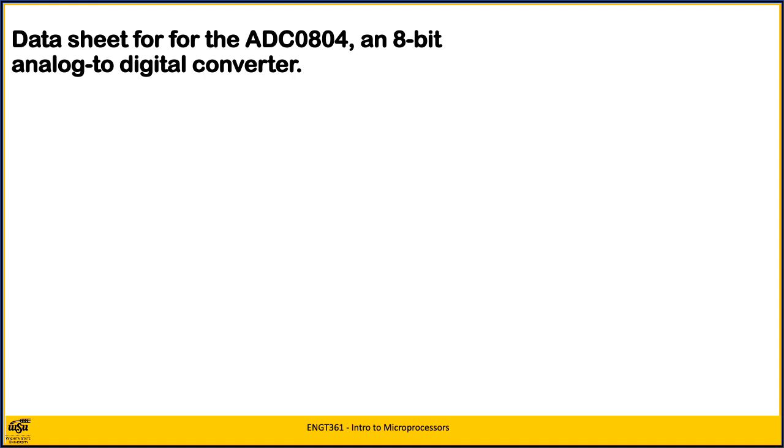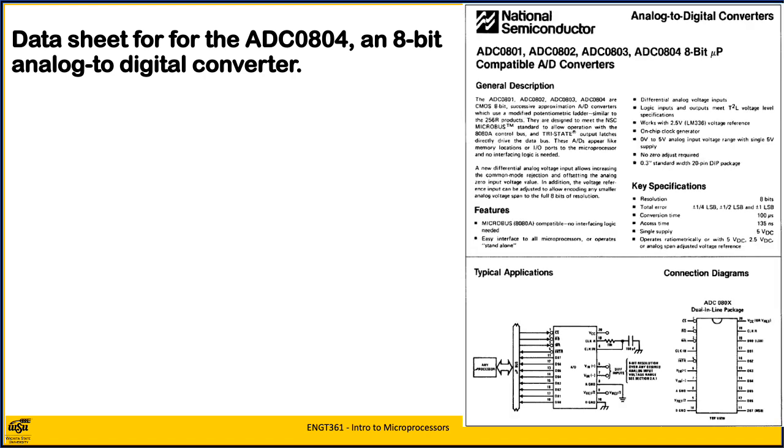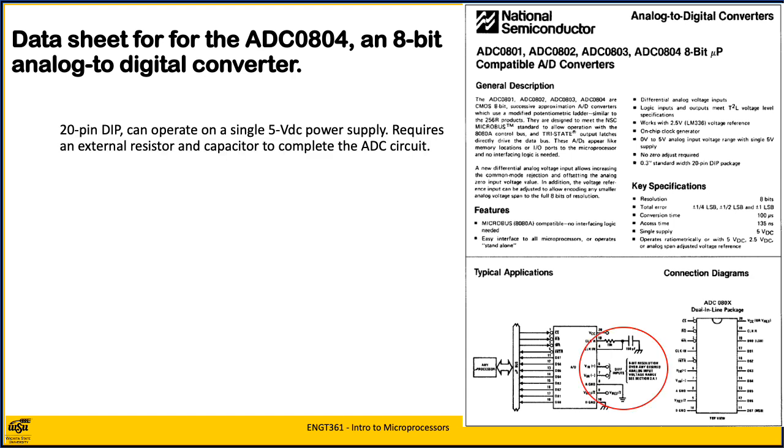Analog to digital converters can be supplied as a single chip like the one shown. This is a data sheet for an 8-bit ADC, specifically the ADC 0804. Packaged as a 20-pin dual inline package, this device can operate on a single 5-volt power supply and requires an external resistor and capacitor to complete the ADC circuit.